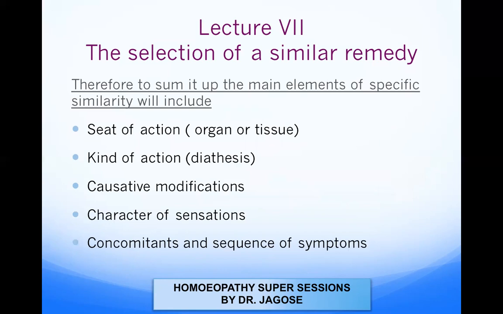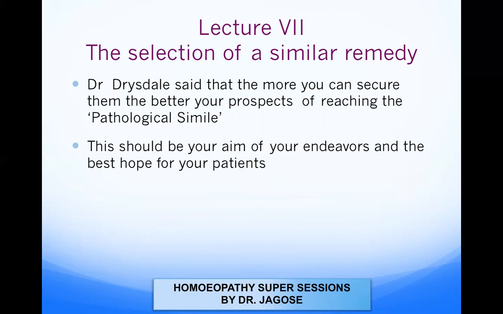Therefore, to sum it up, the main elements of specific similarity will include the action, the seat of action, that is the organ or tissue affected, the kind of action, that is the diathesis, the positive modifications, the character of sensation, concomitants and sequence of symptoms. Dr. Drysdale said that the more you can secure them, the better your prospects of reaching the pathological similarity. So another doctor, Dr. Drysdale, says that if you can secure them on all these points, it is easier to reach the pathological similarity. This should be your aim or your endeavors and the best hope for your patient.